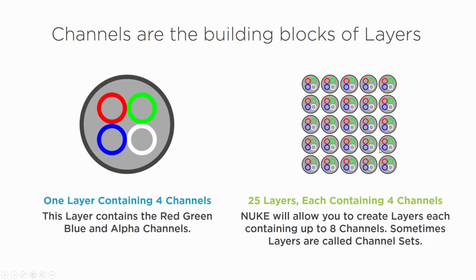Now, Nuke doesn't only allow you to have 4 channels in a layer, it will actually let you have up to 8. So you may have several different channels going on all within one layer. And sometimes layers may also be called channel sets. So if you ever hear that, they're just saying layer. Now let's go ahead and jump into Nuke and see how this actually works.